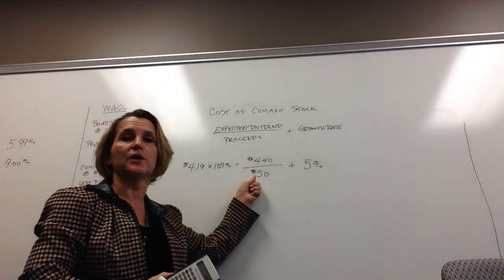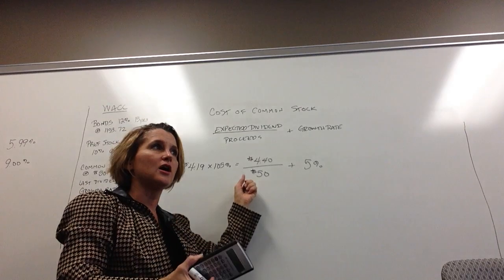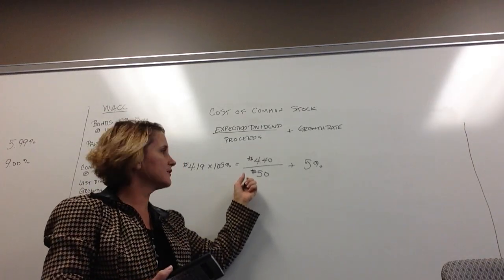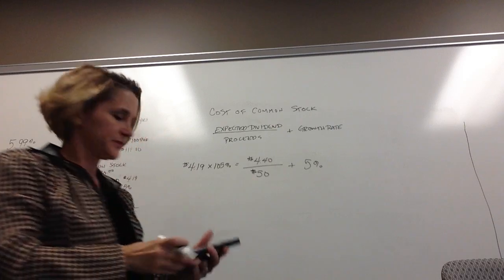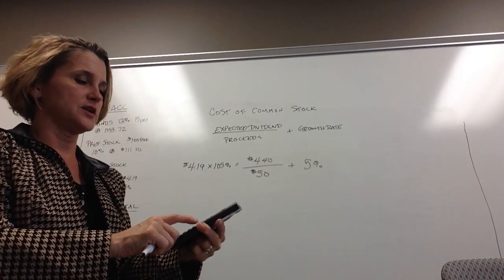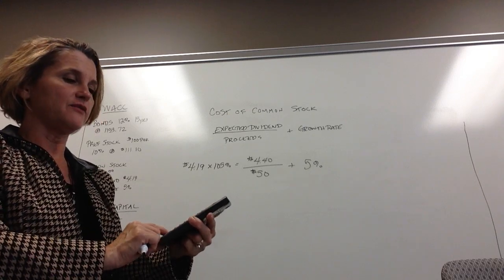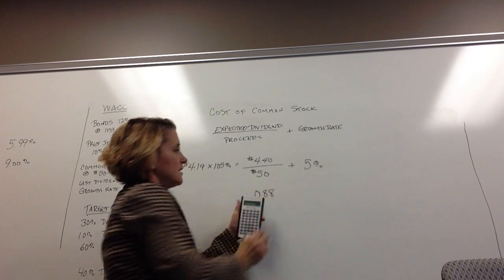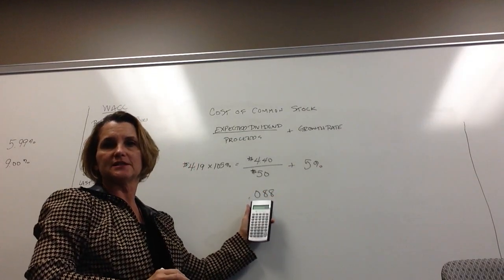Also be careful on this one because there can be costs or they may have to underprice it. So read those problems carefully to see if there's something more you have to do. Okay, but then we're going to take this and we take the $4.40 and we divide that by $50. That gives us 0.088. Now pay attention though because this is a decimal.